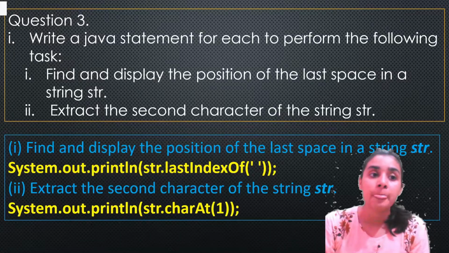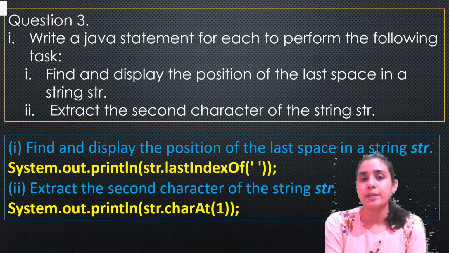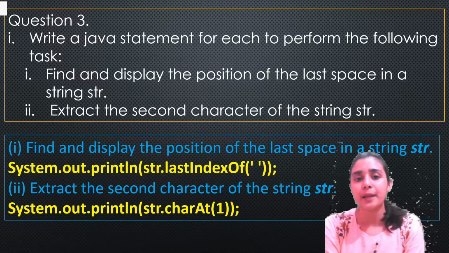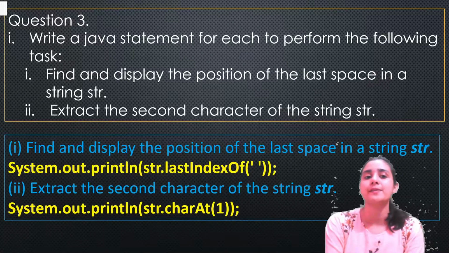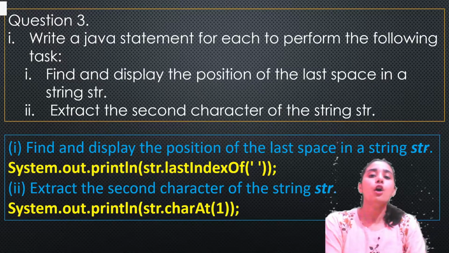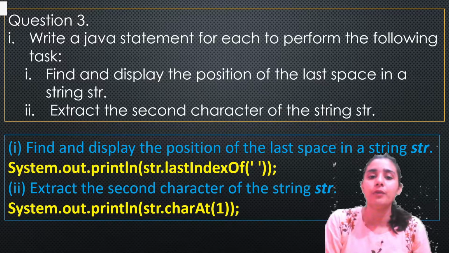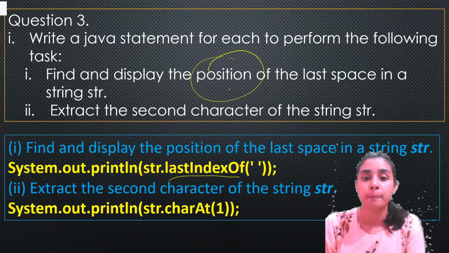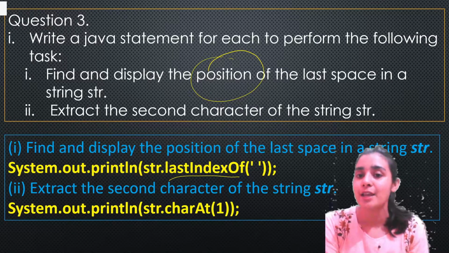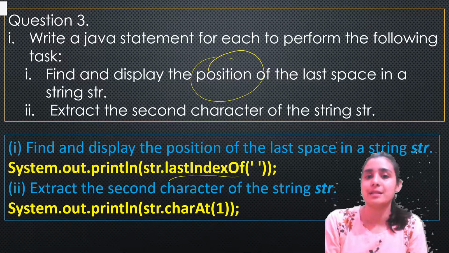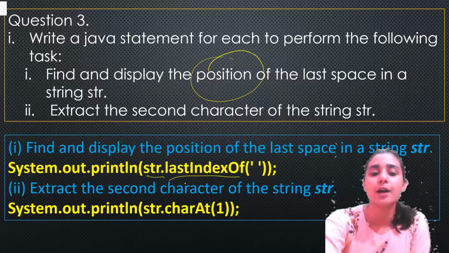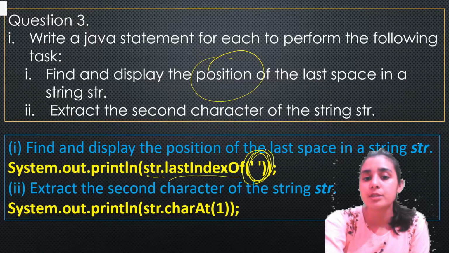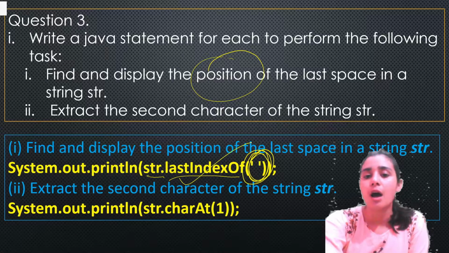Question number 3 is the I part. Write Java statements for each to perform the following task. Find and display the position of the last space in a string str. For the last space, what will we do? Last index, because it's talking about position. Position means we talk about index, and the last index, what will we use? str dot lastIndexOf, and we give that particular string there. Okay, so this is how we have done it.